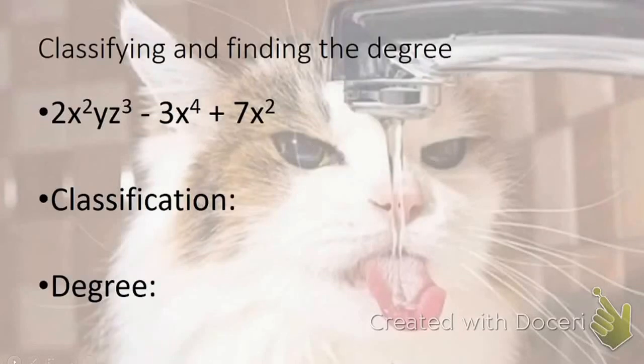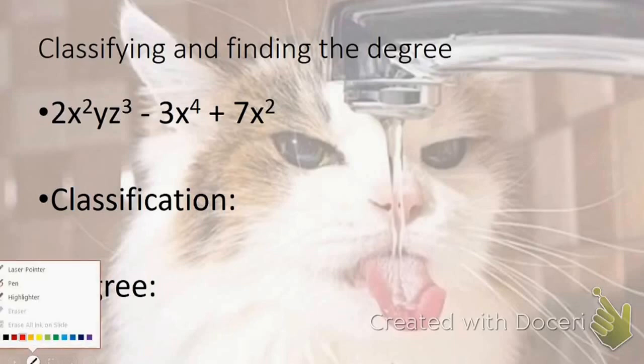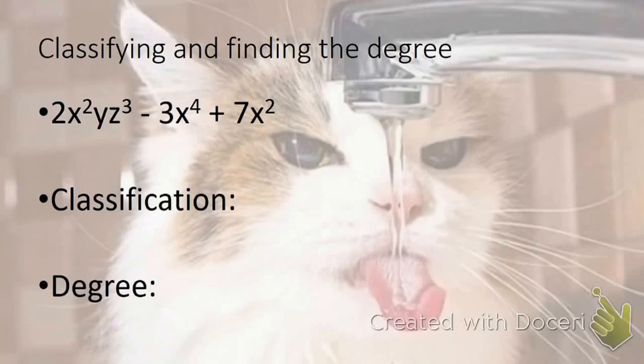Alright, so the first thing you're going to need to know is how to classify and find the degree of a polynomial. First example is up there. Now the classification, again, what you want to do with this is you're looking for how many terms there are, and terms are always separated by subtraction or addition signs there. So what that leaves us with is 1, 2, 3 terms, which is, of course, a trinomial.